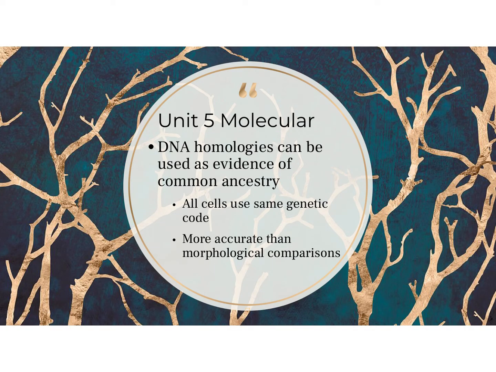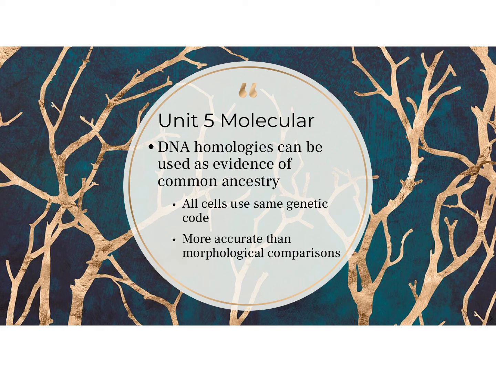Unit 5 was molecular biology, and we can use DNA homologies as evidence of common ancestors. So what genetic information do we all share? But even above that, even at a higher level, the fact that we all use DNA as the genetic code must have been because that genetic code was passed on from an ancient ancestor to the next generation. And so we can use this genetic information, this common DNA between all organisms, as evidence that it must have come from a common ancestor.